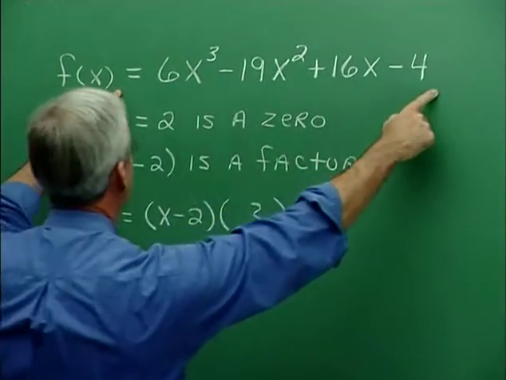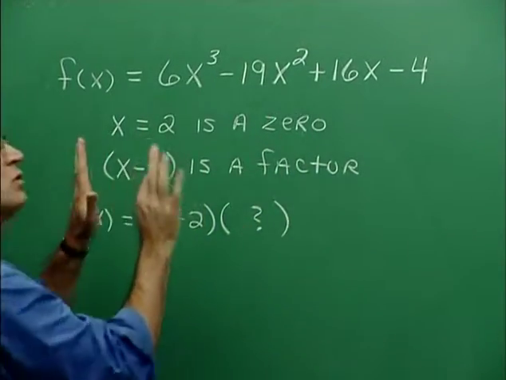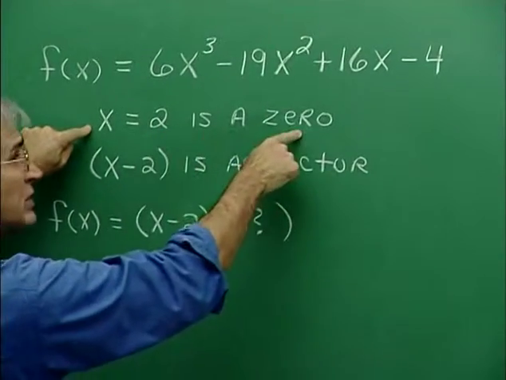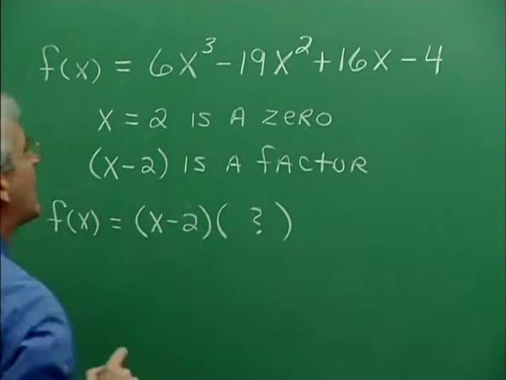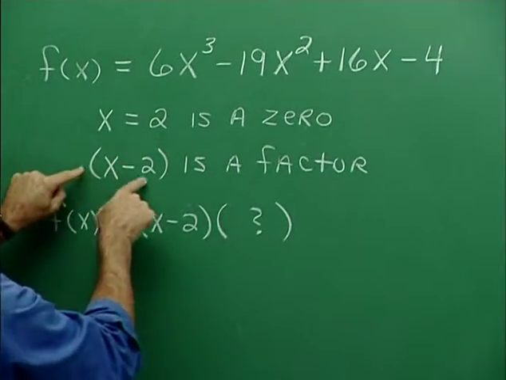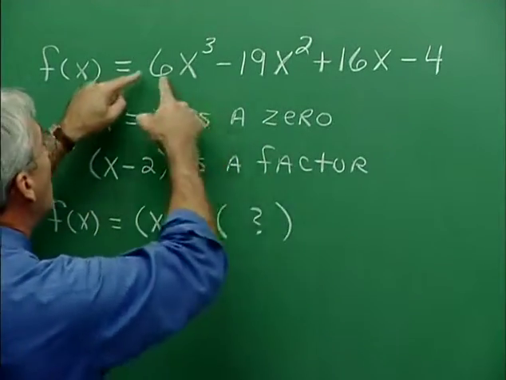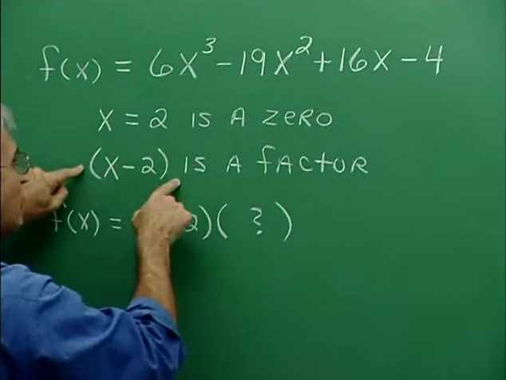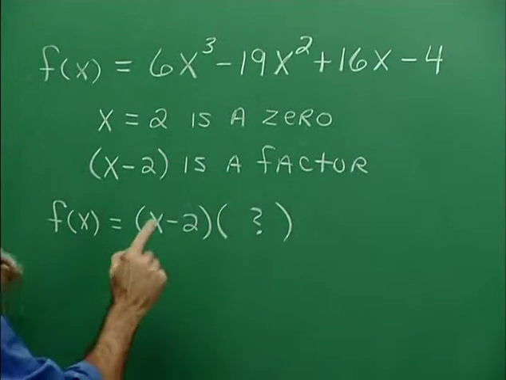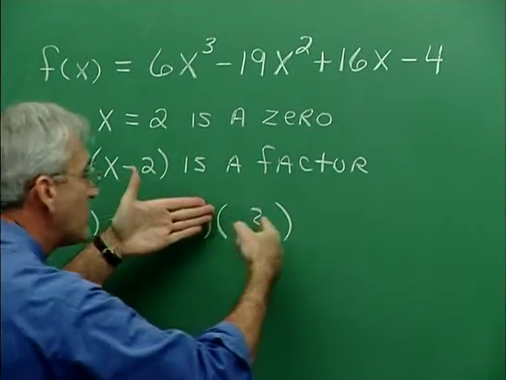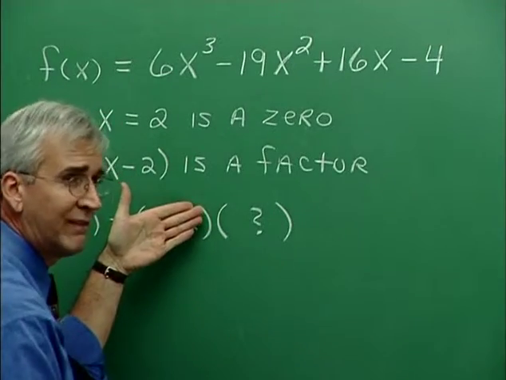Suppose we consider this function, and suppose we know, for no apparent reason, that x equals 2 is a 0. Now, if we know that x equals 2 is a 0, we know automatically that x minus 2 is a factor of this. So if we know that 2 is a 0, x minus 2 is a factor, it means that we could rewrite that function as x minus 2 times some other leftover factor.